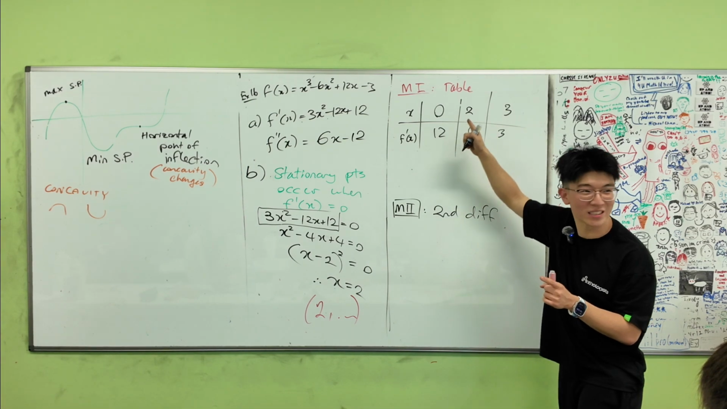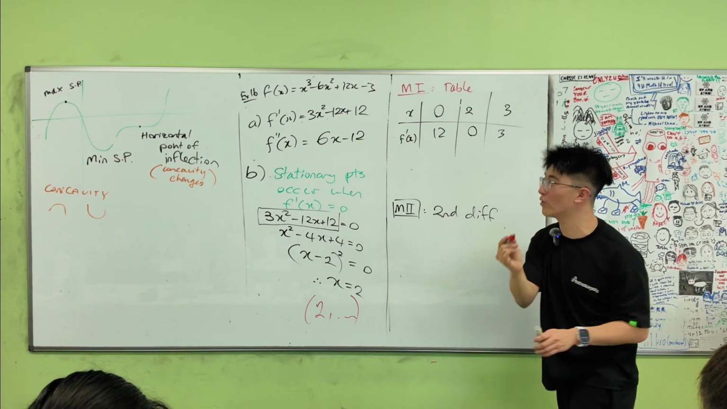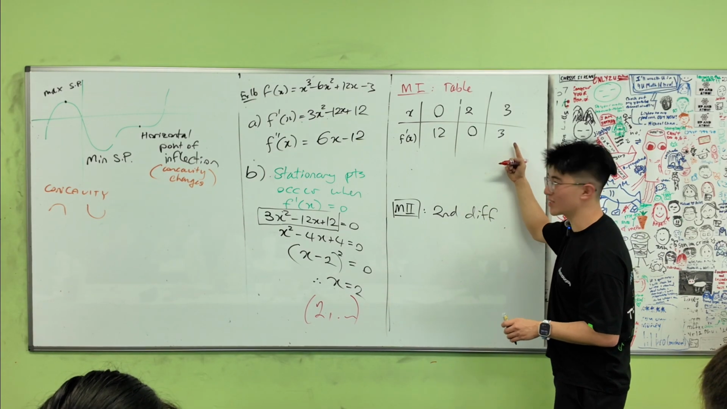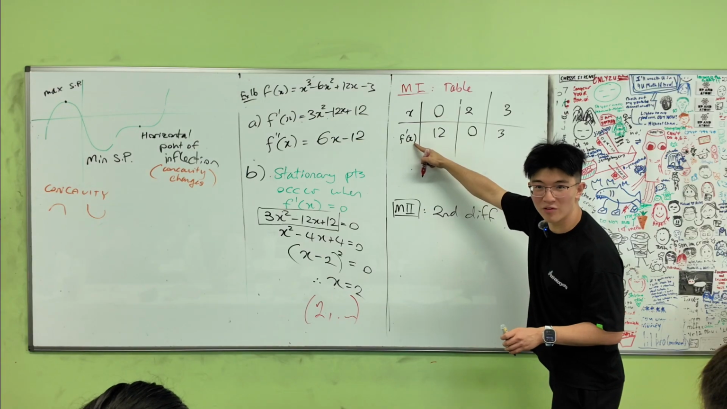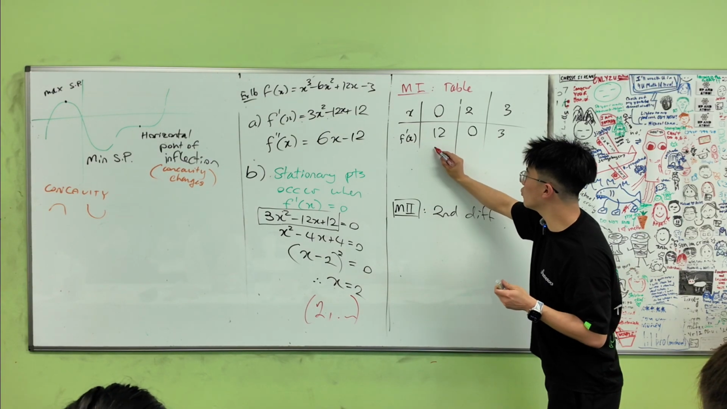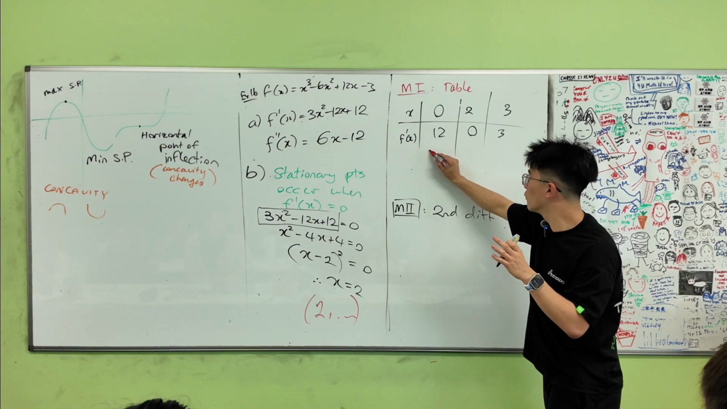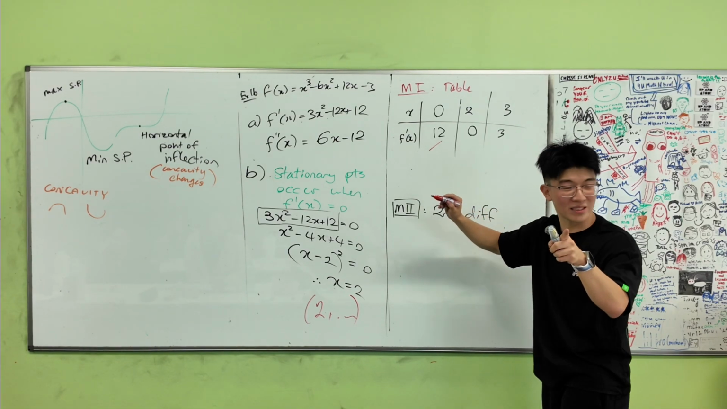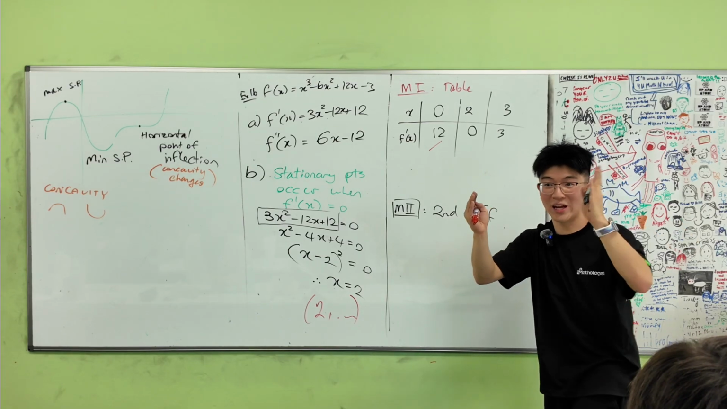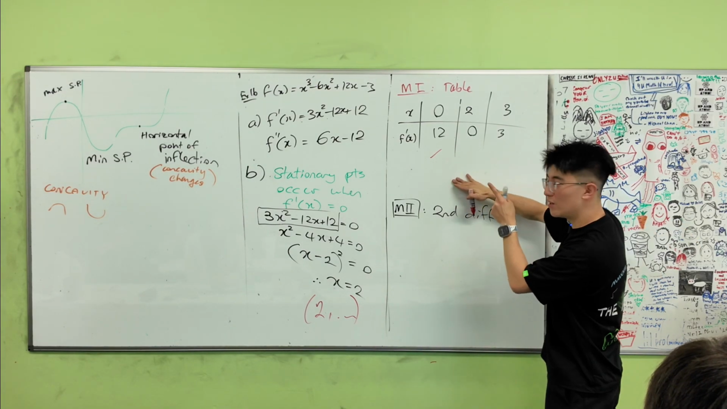That one there, when I sub in 2, you don't actually have to sub it in. You just know it's 0, because it's a stationary point, so you know the gradient should be 0. Now, this is really important. When you get these values, this is actually finding the derivative. Derivative tells you what? Gradient. Can you draw any line that has a gradient of 12? What would it roughly look like? I don't care about steepness, just whether it's positive or negative.